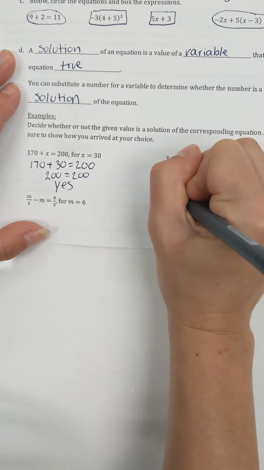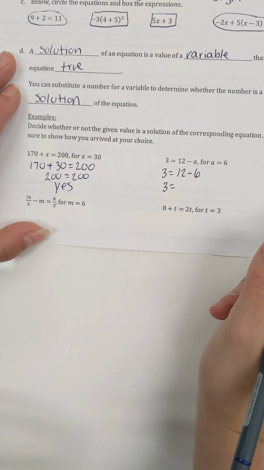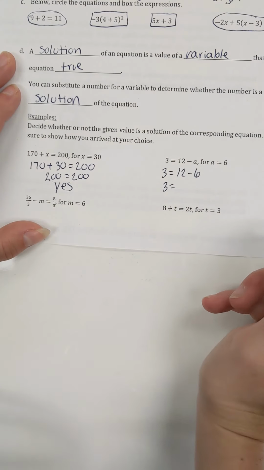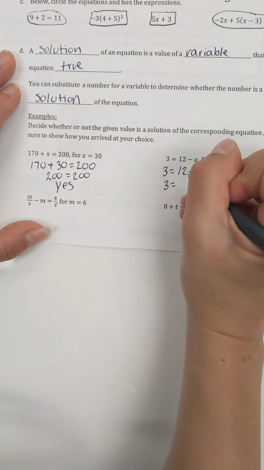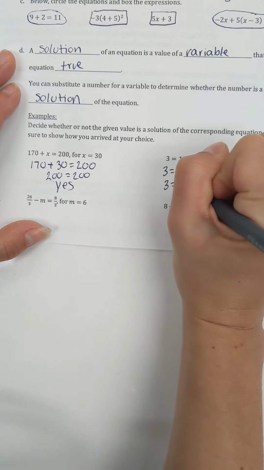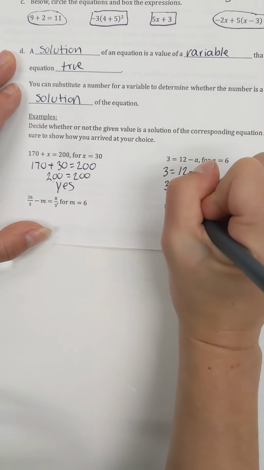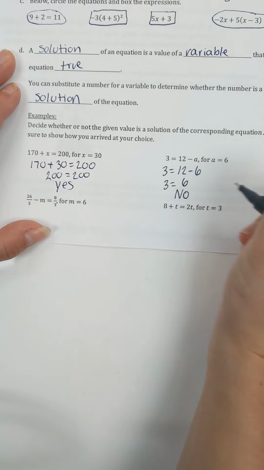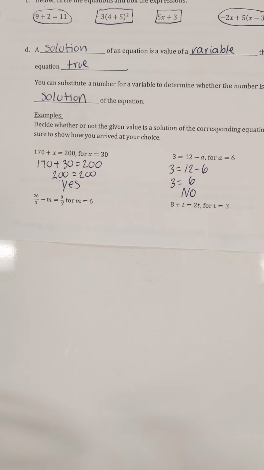So I just have 3. And then I'm going to figure out what 12 minus 6 is. So once again, either work it out on your own, do it in your head, use Desmos, whatever you need. Pause this video if you need some time to figure it out. 12 minus 6 is 6. Does 3 equal 6? No, it does not, which means 6 is not the solution to that equation. There is some different number that you would plug in for a to make that equation true.